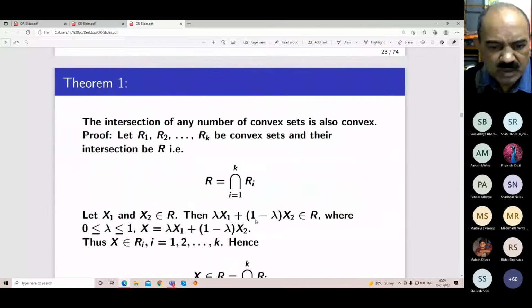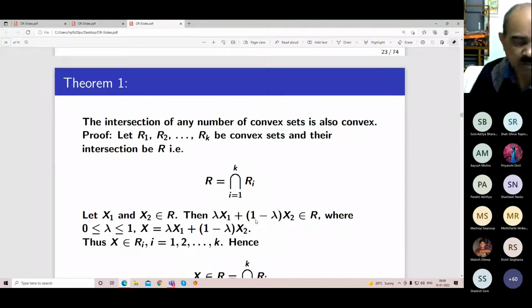Some theorems I will not discuss now, I will repeat again. Why am I doing so? Because we want to solve some linear programming problem using the knowledge I have told you or gathered earlier. Then again, we'll come to the theorems. These theorems have to be learned thoroughly because they are the foundation of the linear programming problem.